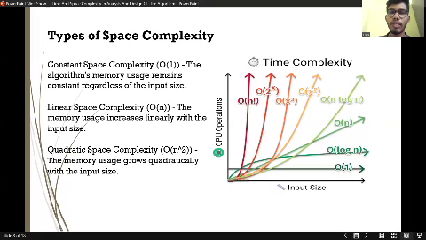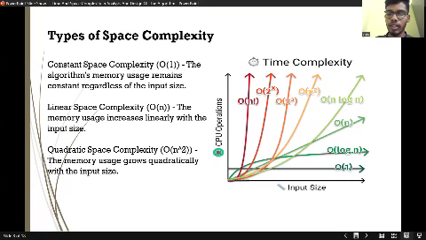Next, move on to the types of space complexity. There are three types: constant space complexity, linear space complexity, as well as quadratic space complexity. The algorithm's memory usage remains constant regardless of the input size, that is constant space complexity, same as the time complexity. Linear space complexity is when the memory usage increases linearly with respect to the input size. Next, quadratic space complexity, in which the memory usage grows quadratically with the input size. These are all the three types of space complexity.